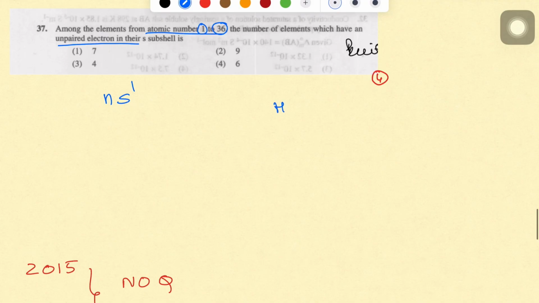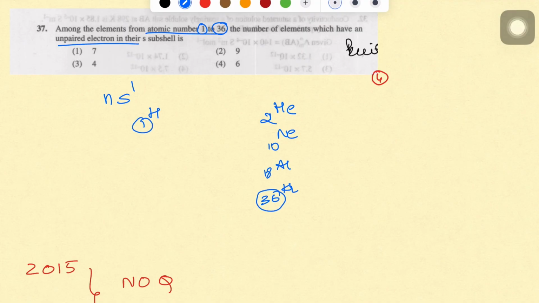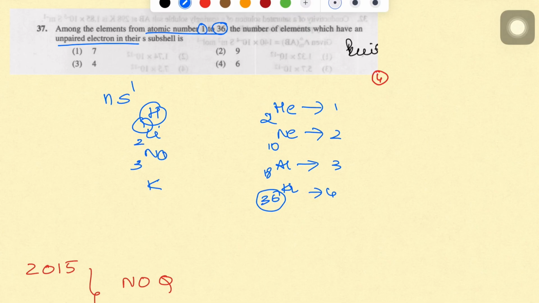First write the inert gases: helium with atomic number 2, neon 10, argon 18, and krypton 36. Hydrogen has atomic number 1. So from 1 to 36, this is the first period, second period, third period and fourth period. After hydrogen we have lithium, sodium and potassium.